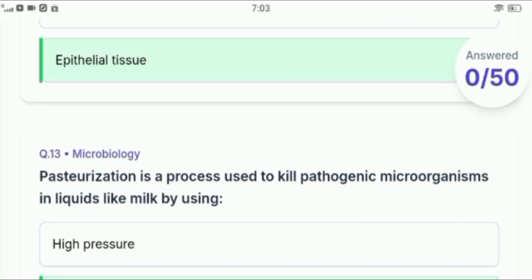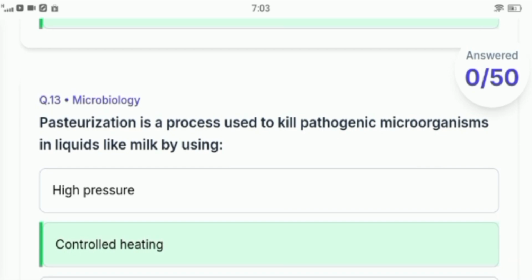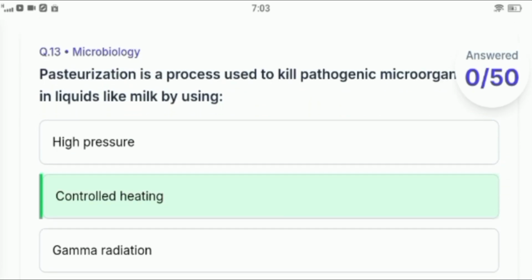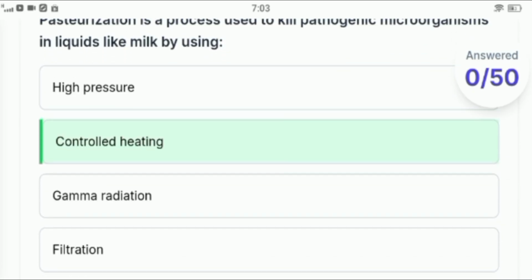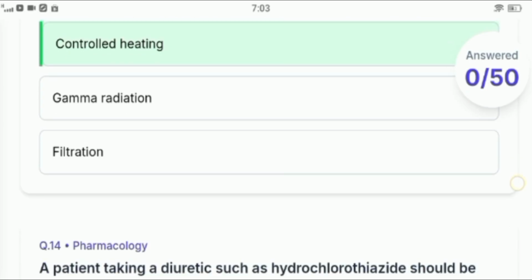13. Microbiology. Pasteurization is a process used to kill pathogenic microorganisms in liquid like milk by using option A high pressure, B controlled heating, C gamma radiation, and D filtration. So the correct answer is the controlled heating, option B.